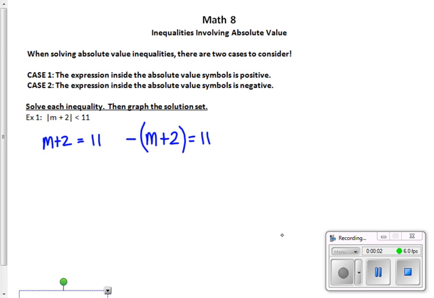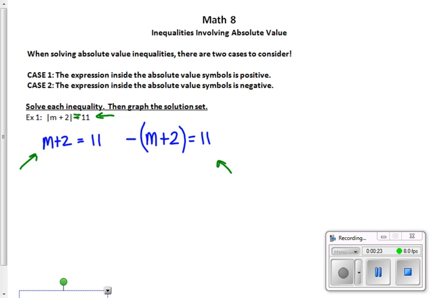Today's lesson is on inequalities involving absolute value. Very similar to equations. If you take this, for example, I just got a couple equations up here. Normally when you had this as an equation, so this was an equal sign, you wrote it as two separate equations. You had m plus 2 equals 11 and m plus 2 equals a negative 11.